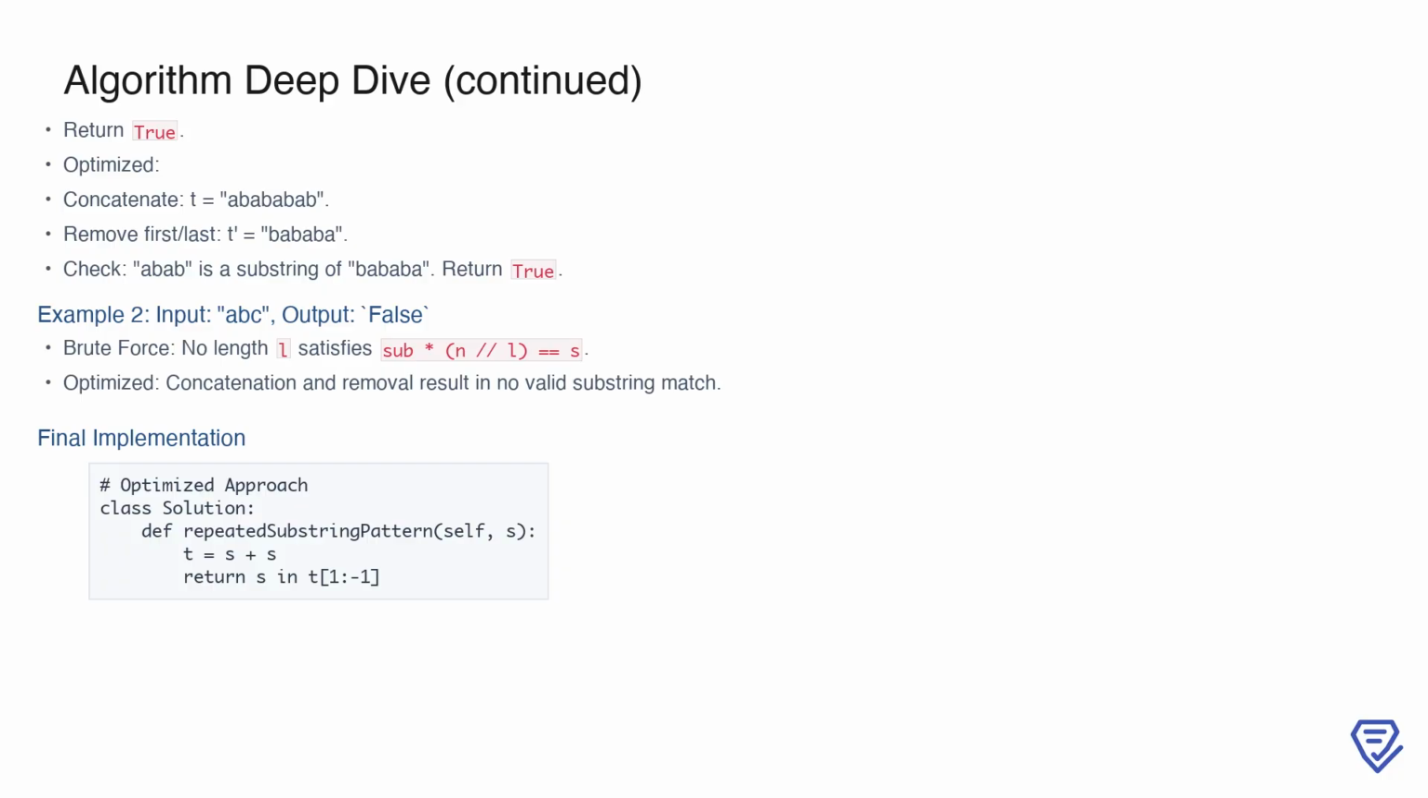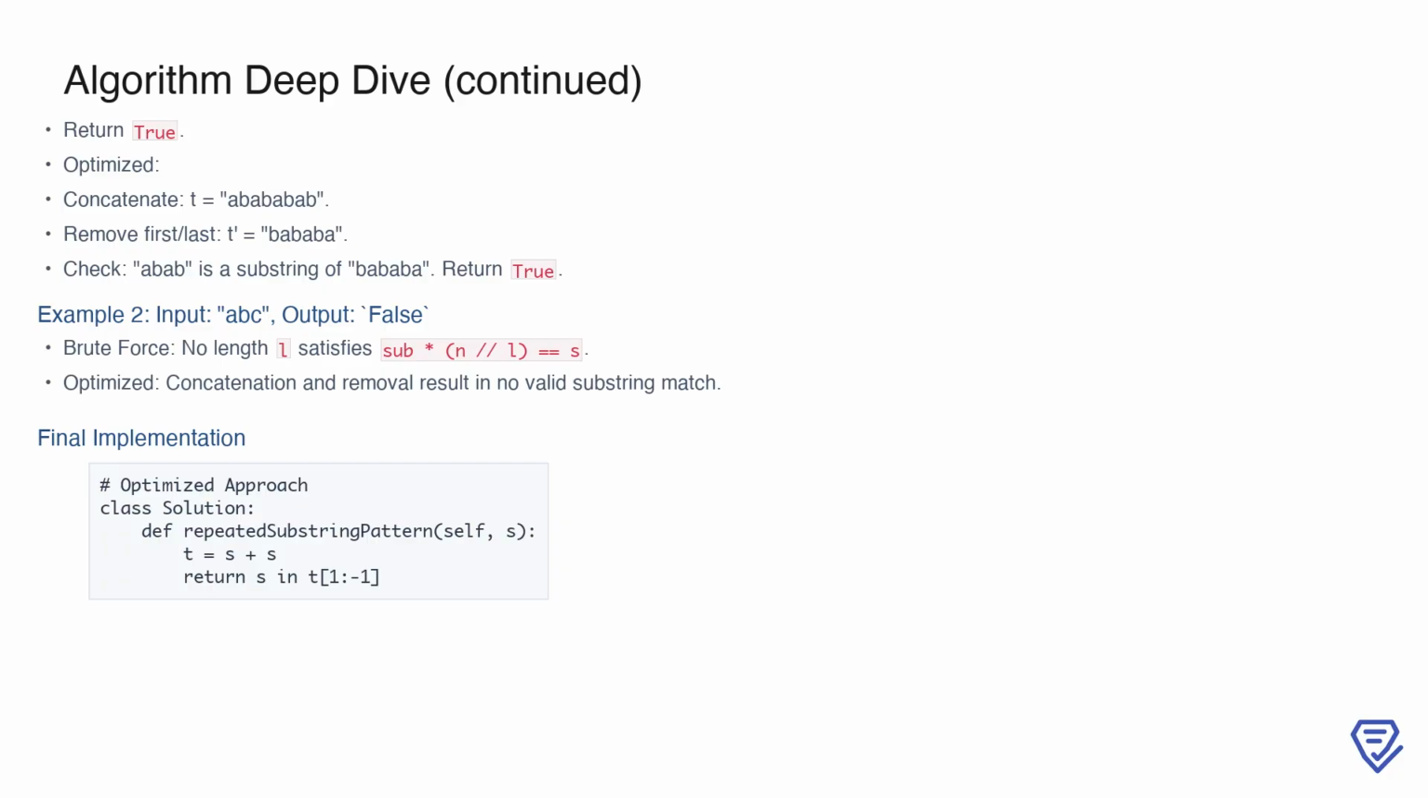Using the brute force method, we first test substrings of length 1. Repeating A 4 times gives AAAA, which does not match ABAB. Next, we test substrings of length 2, extracting AB and repeating it twice. This gives ABAB, which matches the input, so we return true.